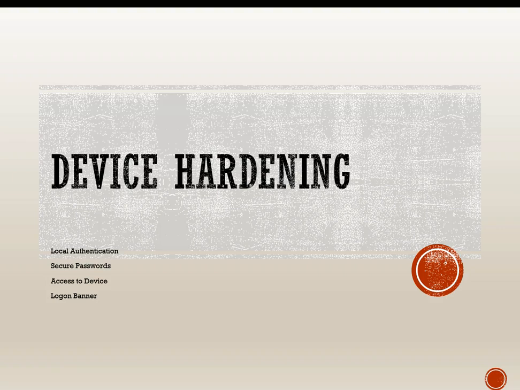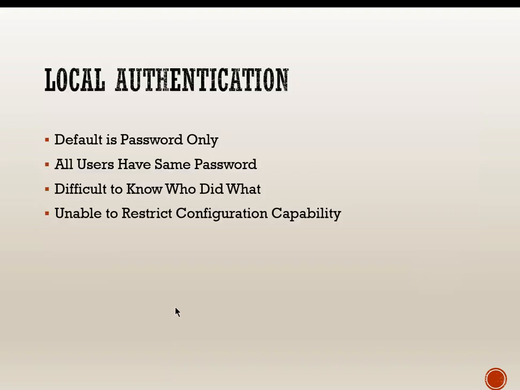This is Objective 5.4: configure, verify, troubleshoot basic device hardening, local authentication, secure password, access to the device, source address, Telnet, SSH, and then login banner. So we'll look at these things. I think that I have a slide for each one, and as we go through this, I'll try to do the demos to demonstrate what each of those slides are saying.